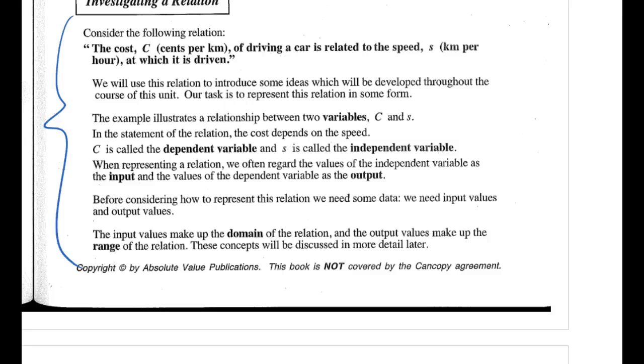Okay, the relation is the cost of driving a car and the speed at which you drive the car. The variable used for the cost is C, and the units are cents per kilometer. And S is used for speed, and the units are kilometers per hour. Okay, so there is some relationship. We all know that if you got in a car and stepped on the gas and drove at 150 kilometers an hour, you would waste gas a lot faster than if you drove it at 80 kilometers an hour. Okay, that's known. There's a relationship there.